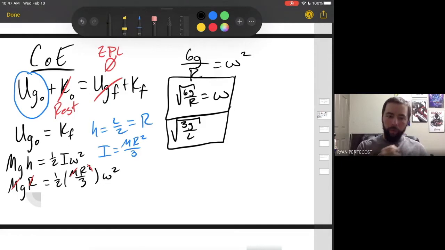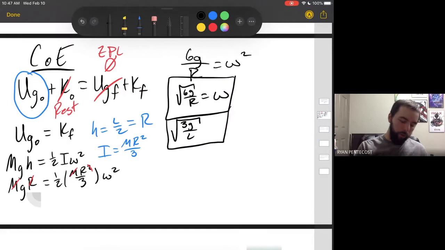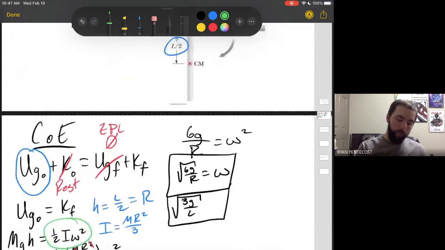So two different ways to solve that one, right? But here, that's where we used our rotational kinetic energy, 1/2 I omega squared. So we were able to find the omega here without using torque and using I alpha. We used 1/2 I omega squared to find that.